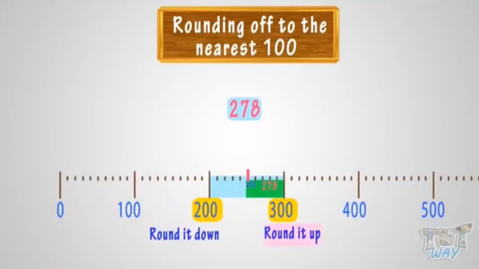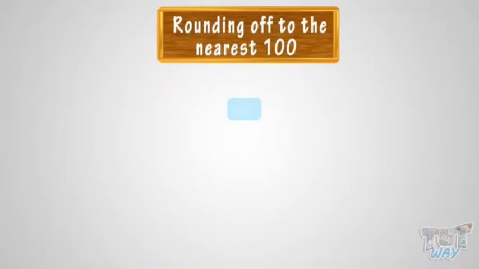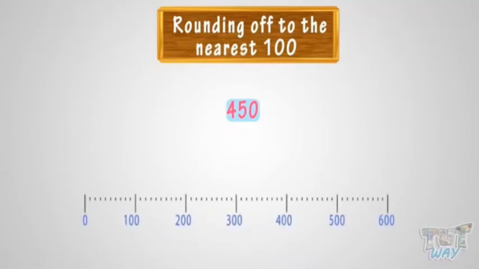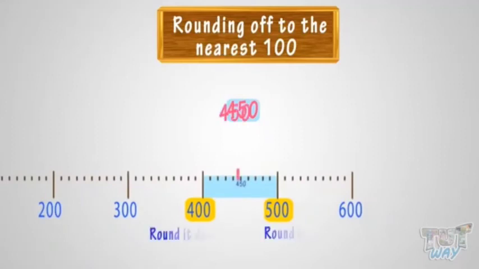Now let's take another example. 450. We have to round 450 to the nearest 100. Let's see where we can fit 450 on this number line. It is somewhere between 400 and 500. The number is on the 50 mark, that also is rounded up. So we will round it up to 500.